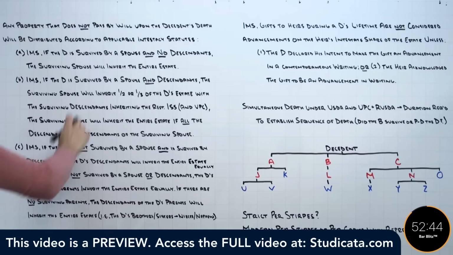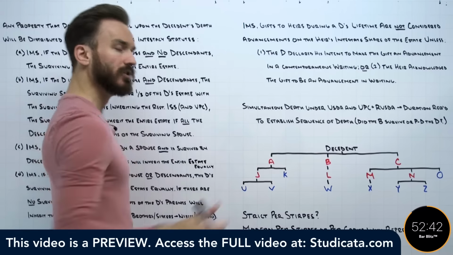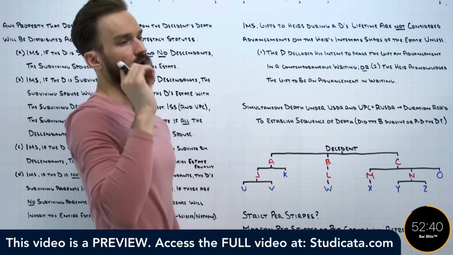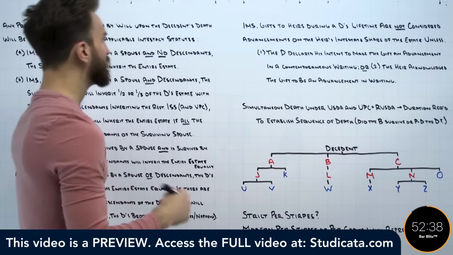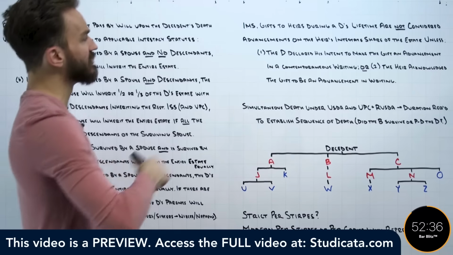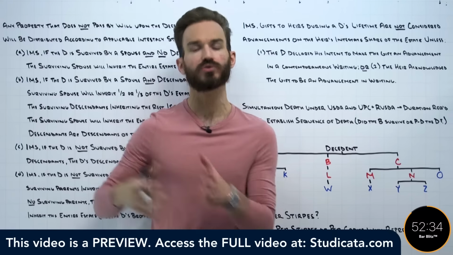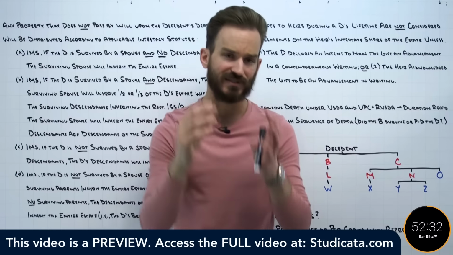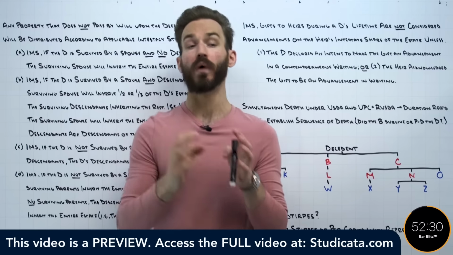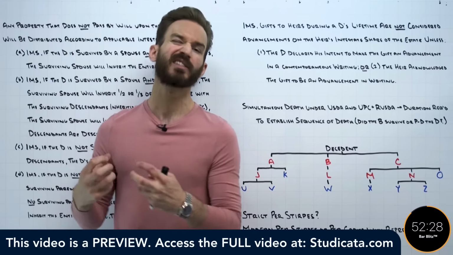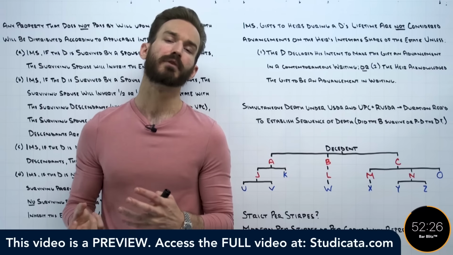If the decedent is survived by a spouse and no descendants. So our decedent dies. Of course, the decedent, if you're wondering, I know I keep just saying decedent, that's simply the person who dies. That's the person who has died, and we're trying to determine where their property goes. They're the subject of the fact pattern.